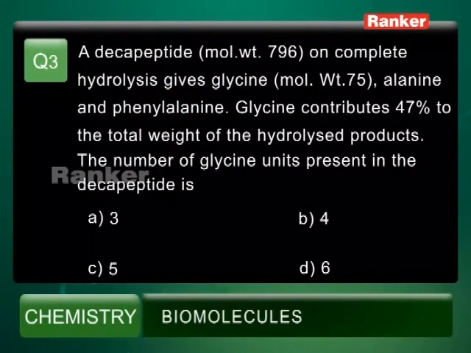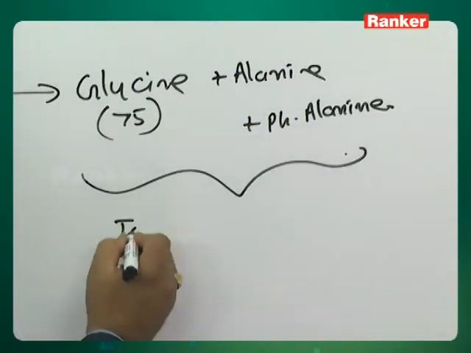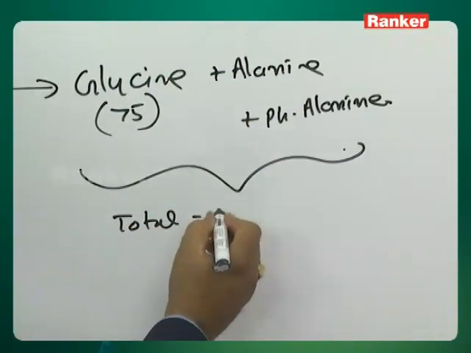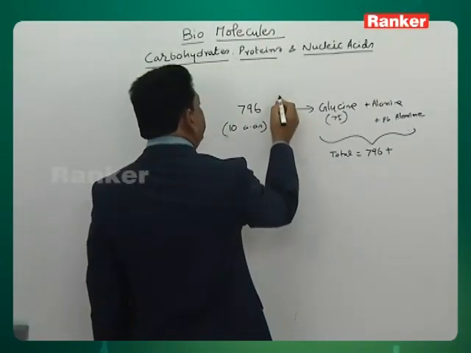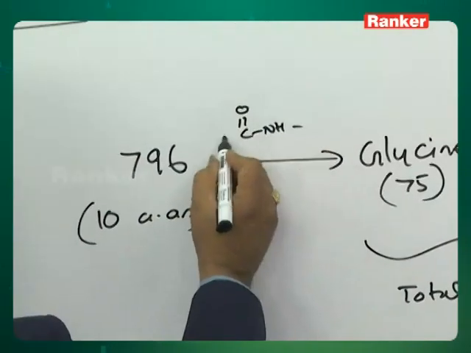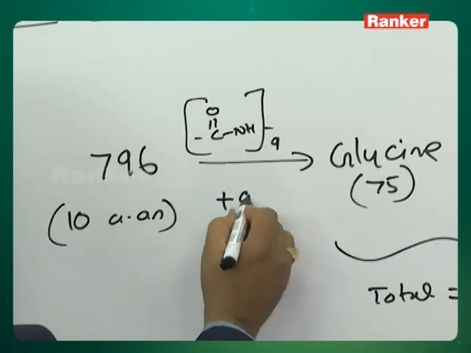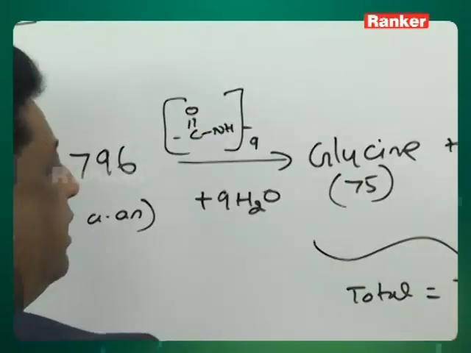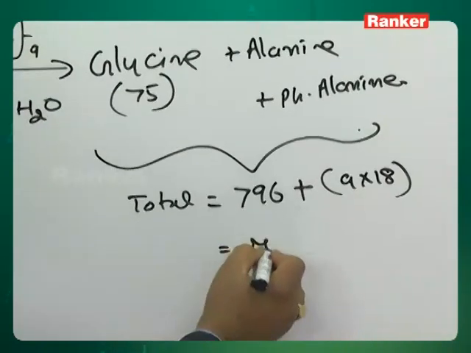The glycine contribution is 47%, not in the original compound, but to the total weight of the hydrolyzed products. So for all the hydrolyzed products, the total molecular weight will be 796 plus. There will be 9 peptide bonds, CONH bonds, with 10 amino acids. So therefore, it consumes 9 H2O also. You have to add 9 into 18, these units you have to add, so you will get the molecular weight.